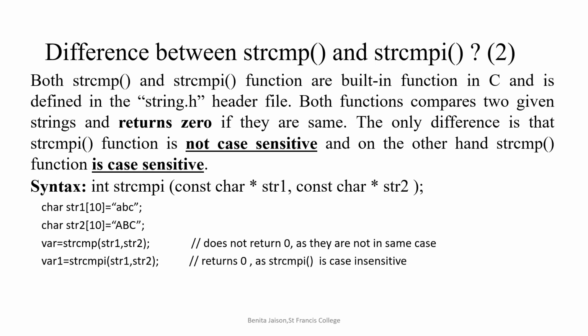So string compare using strcmp will be considering the case, that is, lowercase and uppercase will also be considered in order to see whether the two strings are equal. So if you are giving str1 as small letter abc and str2 as capital letter ABC, if you do a comparison using strcmp, it will not return 0, as both the strings are not equal in terms of case. But strcmpi will be returning 0, showing that both the capital and small letter abc are the same.